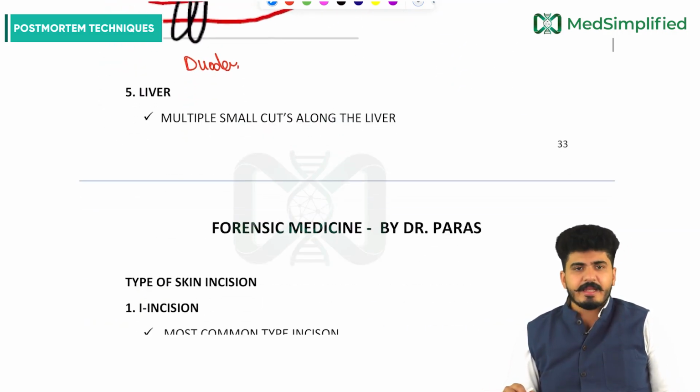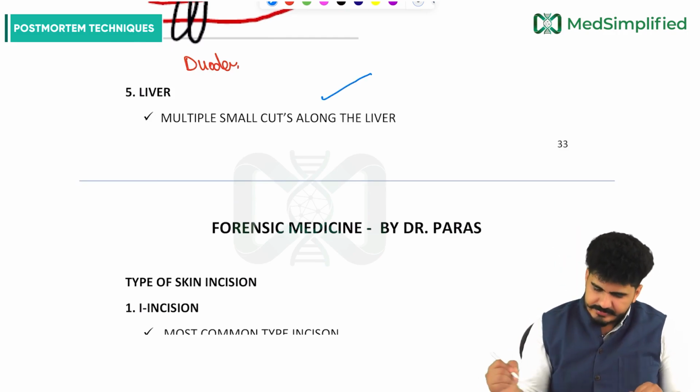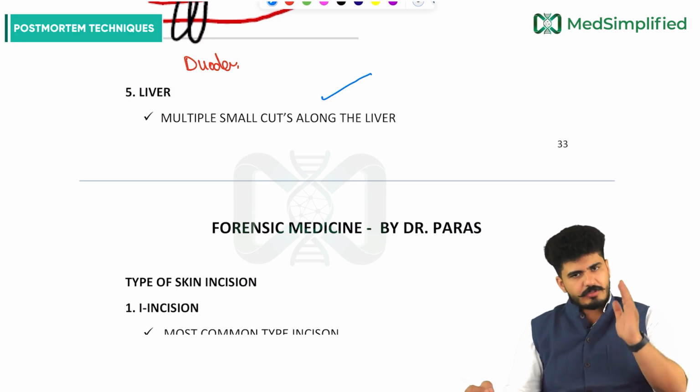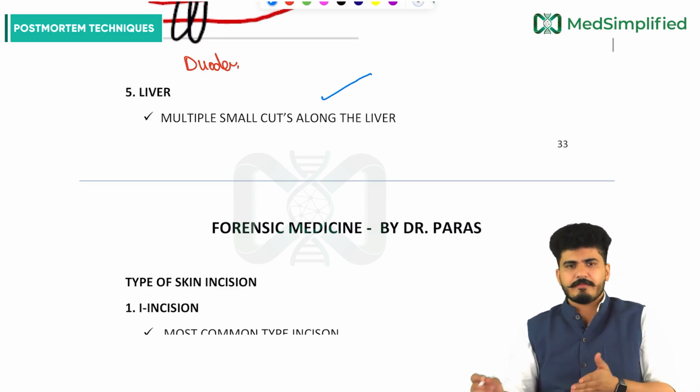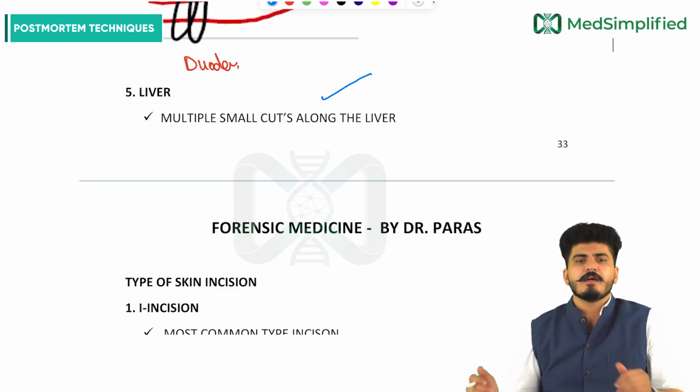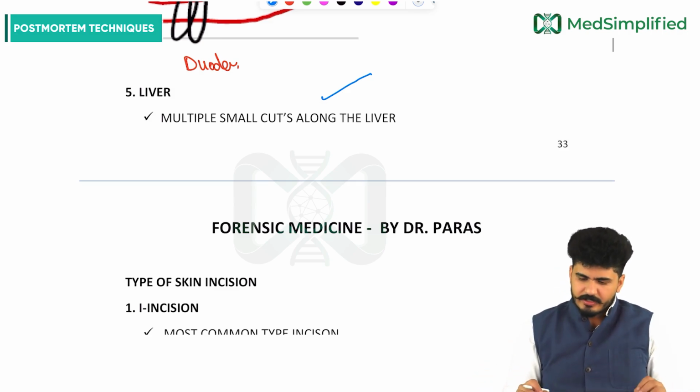Coming to the next organ, my dear friends, liver. Multiple small cuts along the liver. This is how the liver is cut. Not all at once, we just cut like we cut sabji, chop, chop, chop. So for the liver, multiple small cuts along the liver are there.